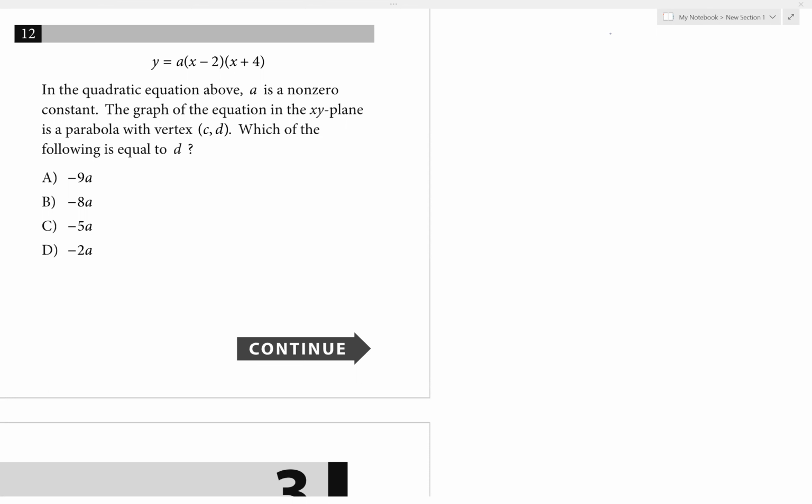Okay, so they give us the equation. And what happens if you just look at the equation and we're trying to solve for d? Well, we don't have d there. So how are things related together here? Well, we know the graph of the equation contains the point (c, d), so this point is on the graph.